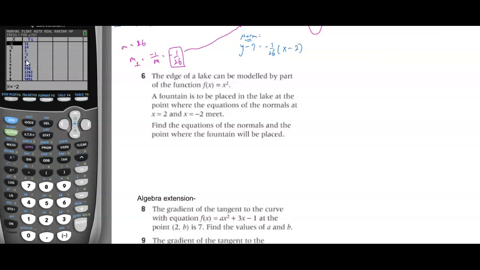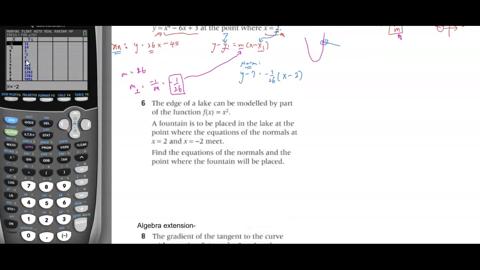The edge of a lake can be modeled by part of the function x squared. Okay, so basically they're saying we're going to have a picture of a lake, and then we're going to put a fountain in the lake at the point where the equations of the normals at x equals 2 and x equals negative 2 meet. Now I'm going to put this in the calculator, but basically what they're saying is the normal lines for these 2 points intersect in the middle, and that is where I'm going to put my fountain. All right, so let's graph that in the calculator.